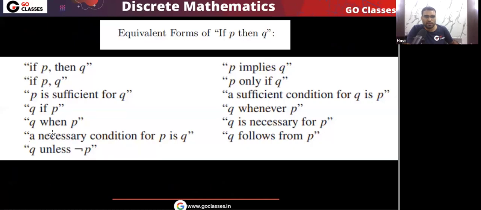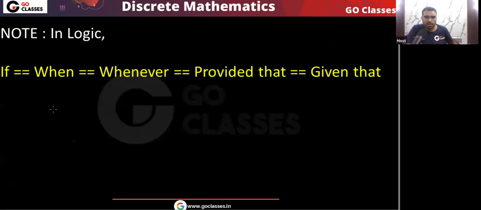Okay, you can read this. One more thing I want to tell you, that in logic these words are same. If, when, whenever, these words are same. So let me write it.